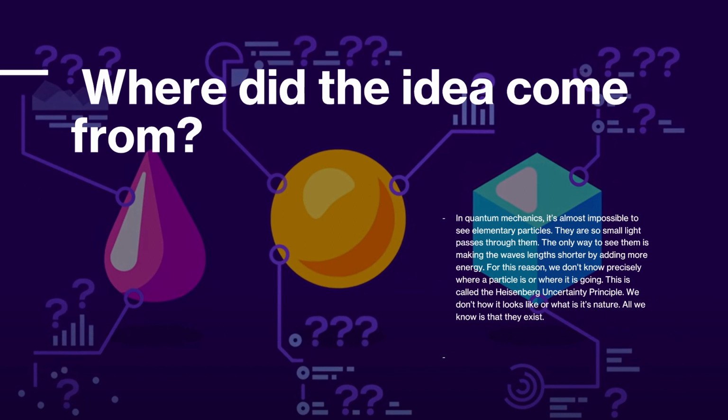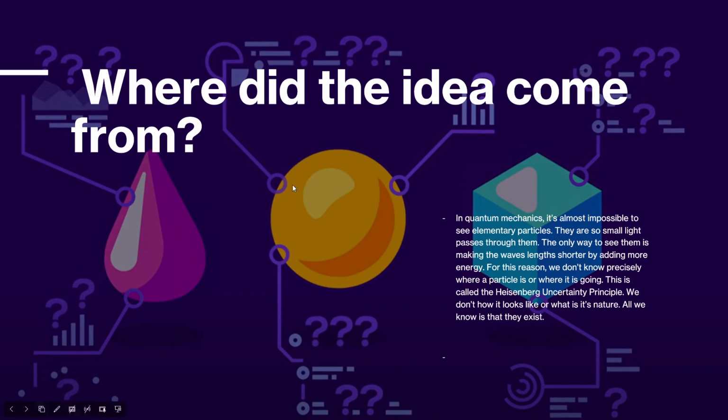In quantum mechanics, it's almost impossible to see elementary particles. They're so small that light passes right through them. The only way you can see them is by making the wavelength shorter by adding more energy. For this reason, we don't know precisely where a particle is or where it's going. This is basically what Heisenberg's uncertainty principle states. We don't know what it looks like or what its nature is. All we know is that they exist.